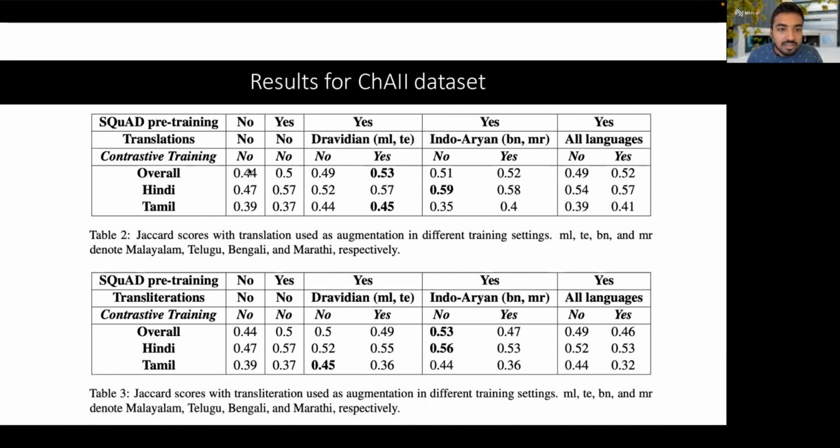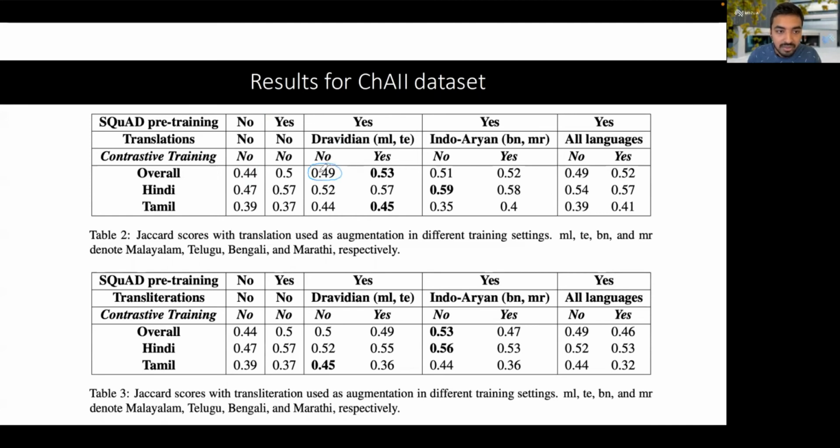So the first column corresponds to your baseline. So it got an overall Jaccard score of 0.44 that has no SQUAD pre-training, no translation, and no contrastive training. When we introduced SQUAD pre-training, the performance went up from 0.44 to 0.5. Then we included the translations from the Dravidian language families, Malayalam and Telugu. You could see that the overall performance almost remained same.